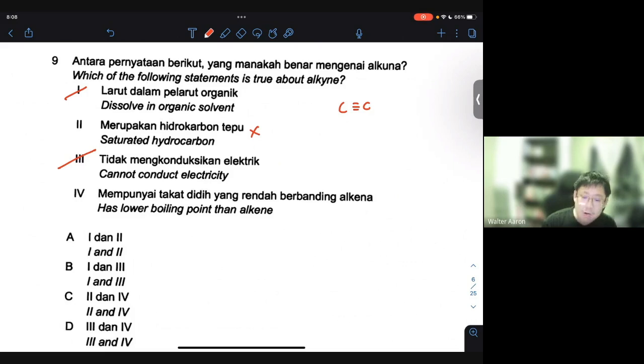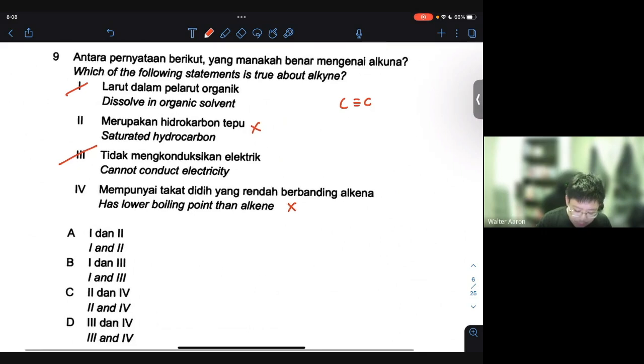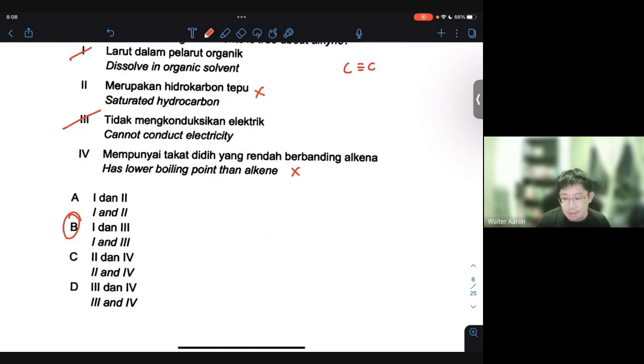Has lower boiling point than alkene? No, it has a triple bond, so it has a higher boiling point. Imagine, alkene has only a carbon-carbon double bond, while alkynes have a triple bond between carbon atoms. Which one is harder to break? Of course, the triple bond. Since it is harder to break, more heat is required to separate them. So definitely it will have a higher melting and boiling point compared to alkene. So the best answer here will be 1 and 3, and the answer is B.